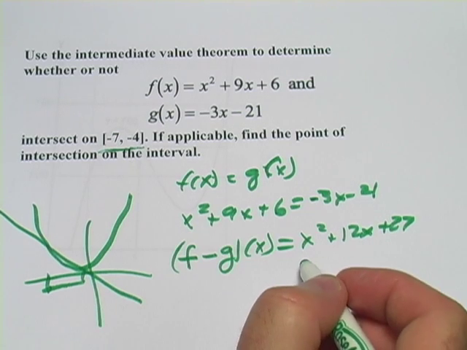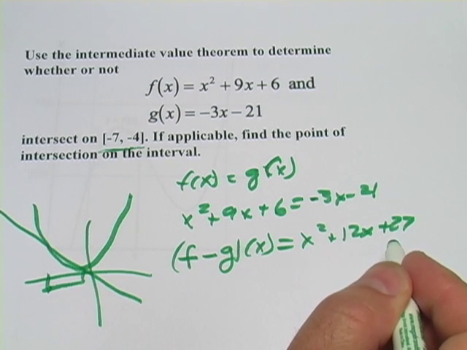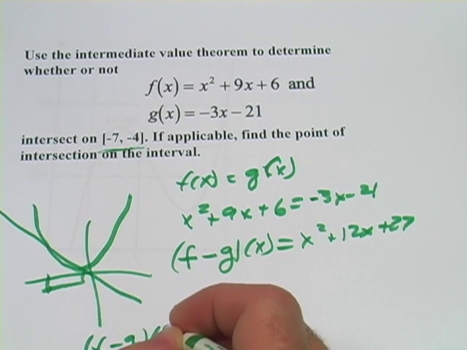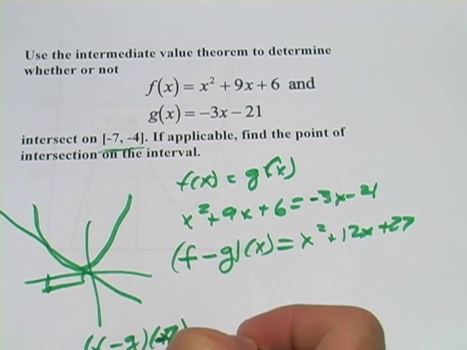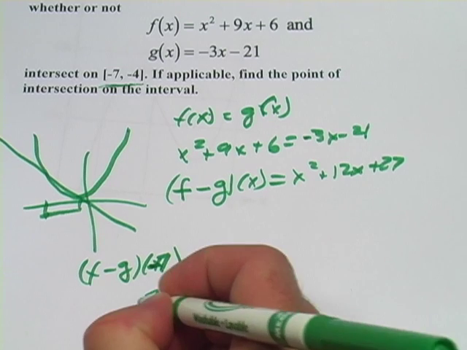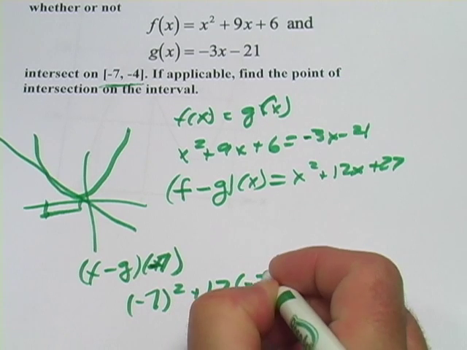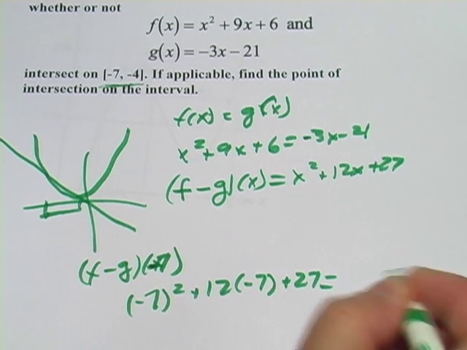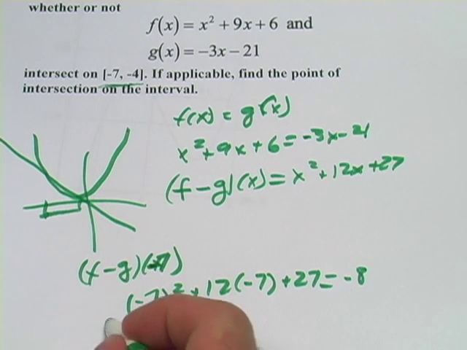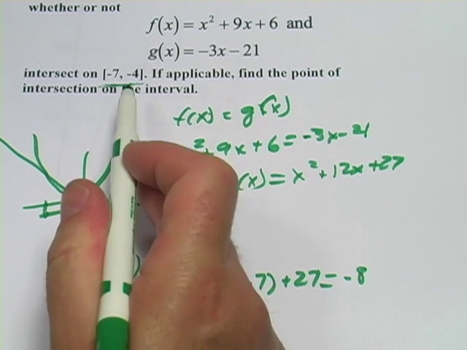And we'll do the same thing we've done before. We'll plug in the -7, we'll plug in the -4, we'll crank out the numbers, and we'll see what we get. So f minus g of x, well, of -7, let's try that first. So that would be -7 squared plus 12 times -7 plus 27. And if you do the math on that one, I think you get -8. And then we'll do f minus g of -4. So 2 points on the interval.